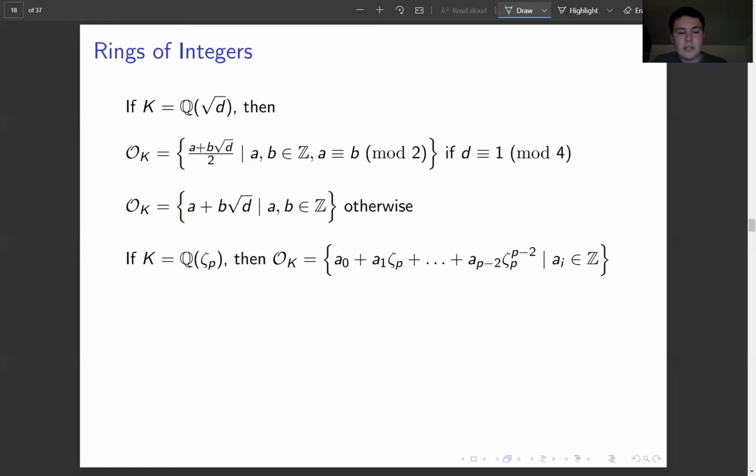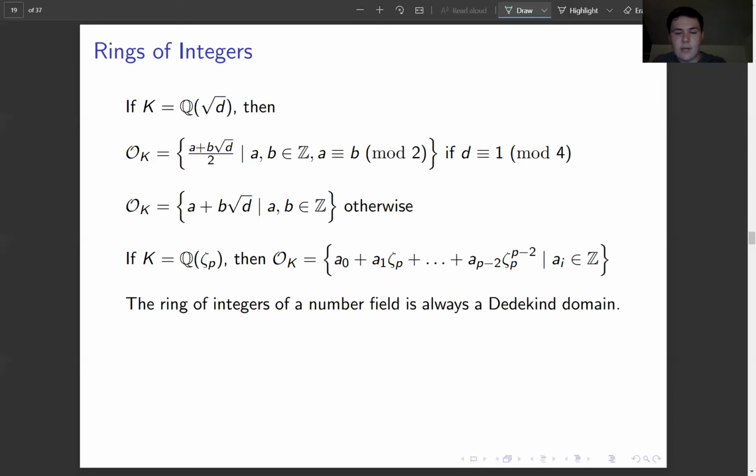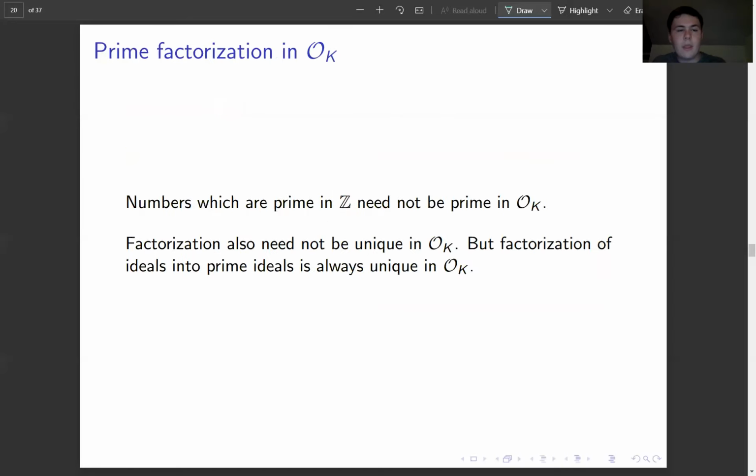And when we have a cyclotomic field, the ring of integers looks like this. And don't be too scared by this. Basically, we're saying it's powers of zeta p, where we have integer coefficients and not rational coefficients. So you can see how these might sort of act like integers. And in fact, if you know what a Dedekind domain is, you'll be interested to hear that the ring of integers of a number field is always a Dedekind domain. And that'll give us some really cool properties in a sec.